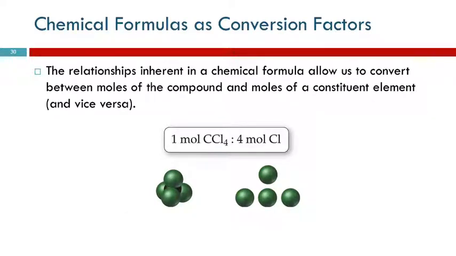Looking at those relationships that are part of the chemical formula lets us convert between moles of a compound and moles of one of the elements, or vice versa. So 1 mole of carbon tetrachloride, this is what it looks like, contains 4 moles of chlorine atoms. If I had a dozen of these, I'd have 4 dozen of those. If I have 1 mole, I have 4 moles. So if I want to know how much chlorine is in an amount of this, this is the relationship I need to use.